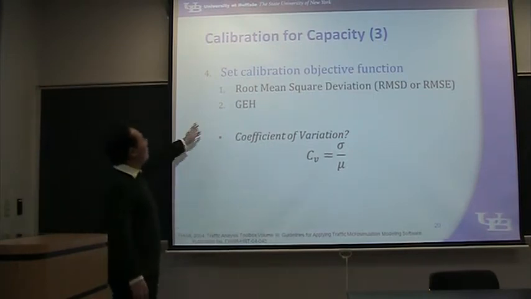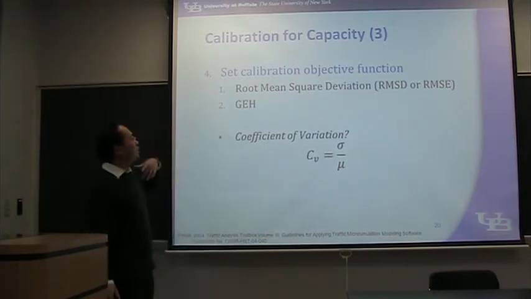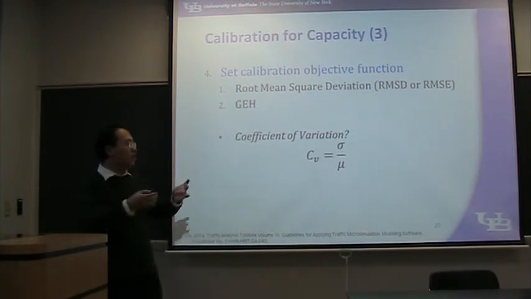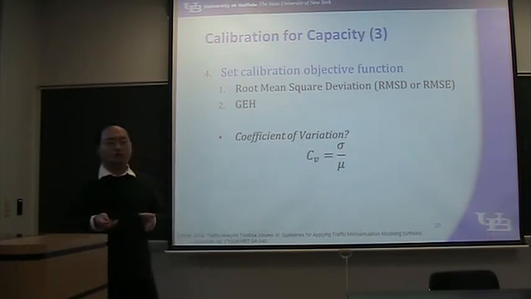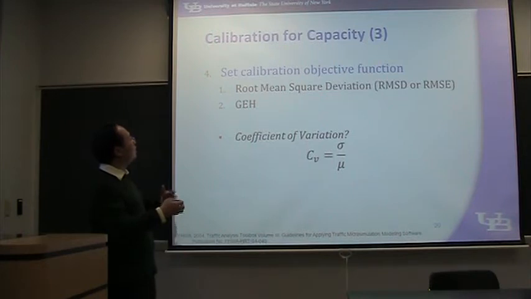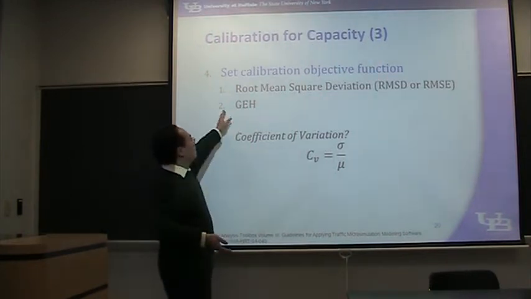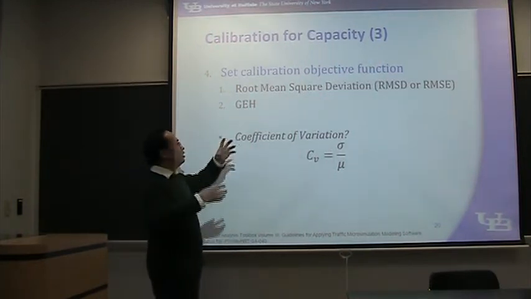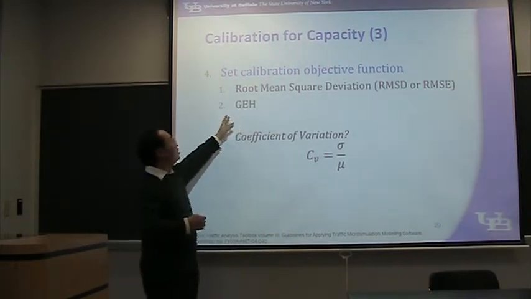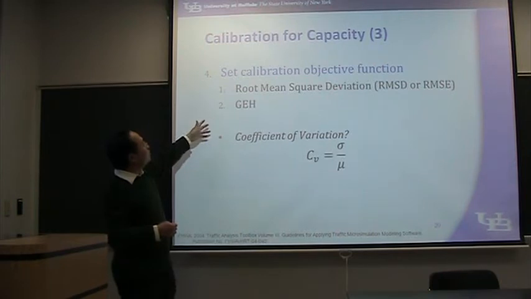Okay, the fourth step is to set the calibration objective function. Now you want to calibrate your parameters, and you have 2 sets of capacities. But you have to have an objective function, so that you can quantitatively measure this difference. And you have 2 options for that.